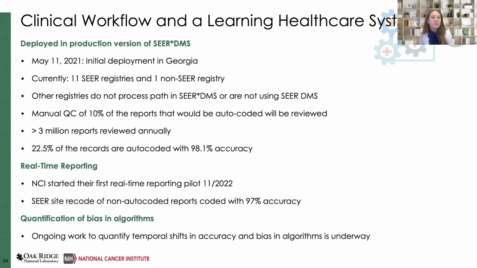So just to give you an idea of how this is actually being used in the real world, I'm going to walk you through what we have deployed now. On May 11th of 2021, the initial deployment was in Georgia. And currently 11 SEER registries, I'm sorry, that number is actually higher now. This was from an older slide. I believe it's up to, it may be 16 SEER registries and one non-SEER registry. I'm going to have to fact check myself on that.